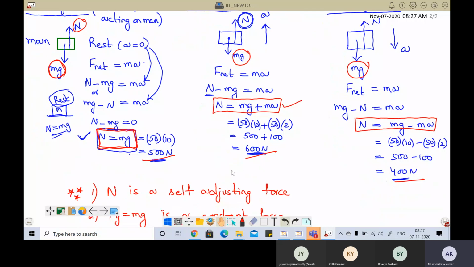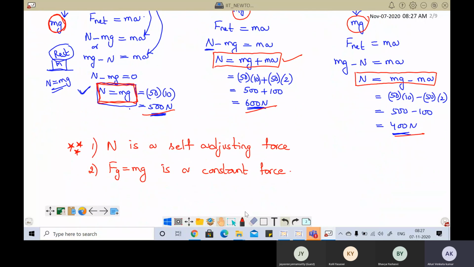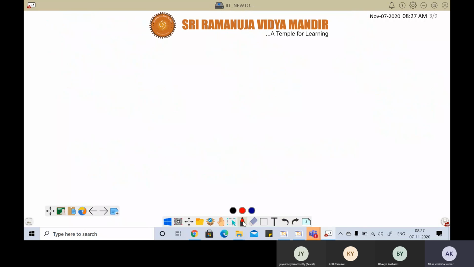So this point is very important. Normal reaction is a variable force, whereas gravitational force is a constant force. Irrespective of whatever situation you are in, it is a constant force. Whereas normal reaction is a self-adjusting force. This is very important. Okay, so next problem.